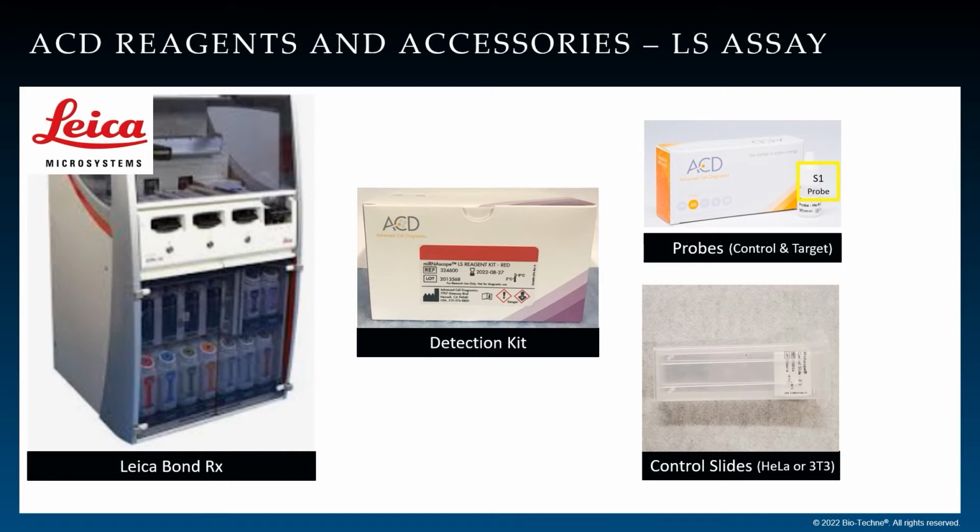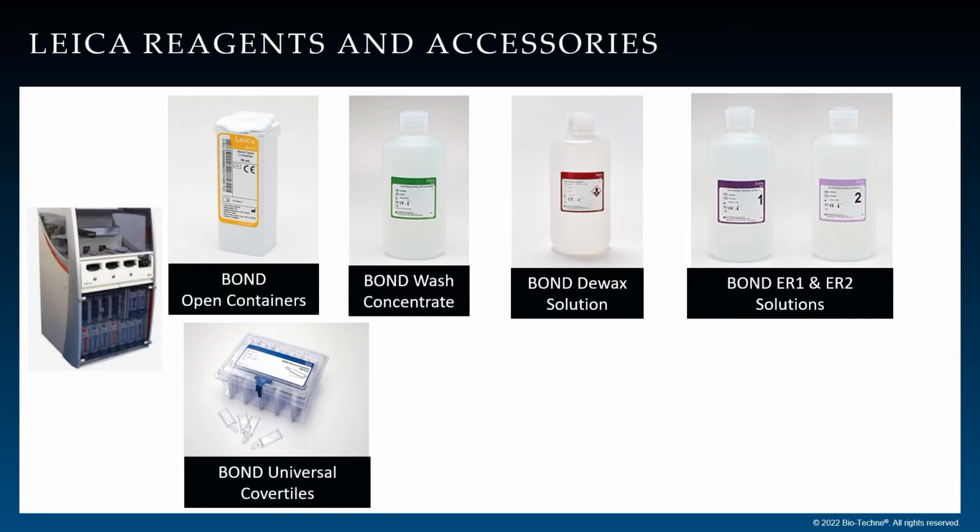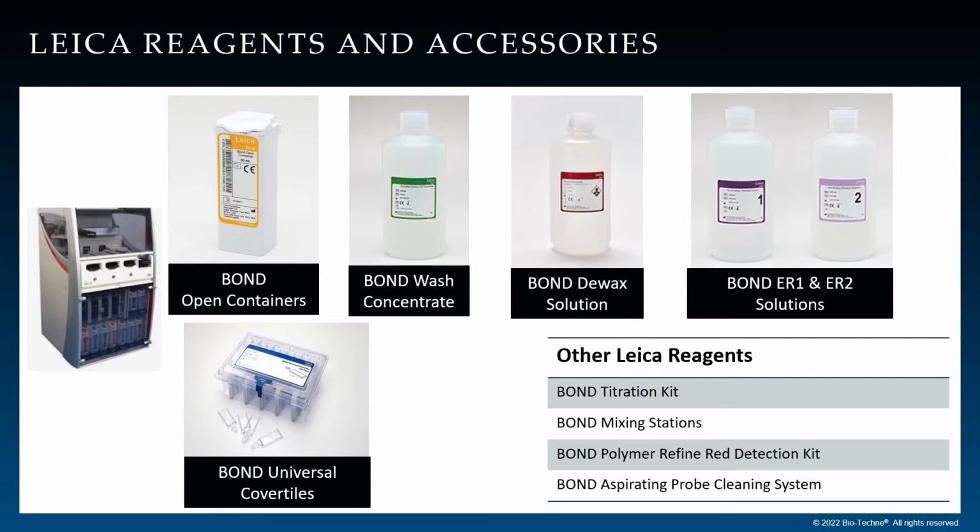You will need to acquire the miRNAscope detection kit and miRNAscope control and target probes from ACD. We also recommend ACD control slides to validate the functionality of the assay. The automated miRNAscope assay requires several reagents from Leica as well. These include the BOND Open Containers, BOND Wash Concentrate, BOND Dewax Solution, BOND ER1 and ER2 solutions, and BOND Universal Covertiles. You will also need the BOND Titration Kit, BOND Mixing Stations, BOND Polymer Refine Red Detection Kit, and BOND Aspirating Probe Cleaning System.